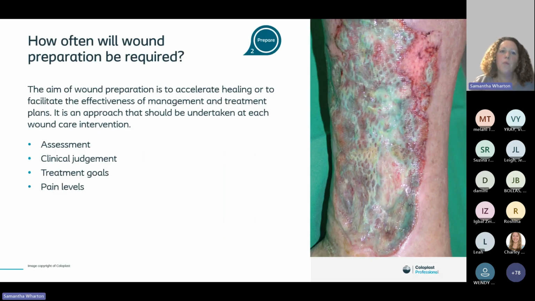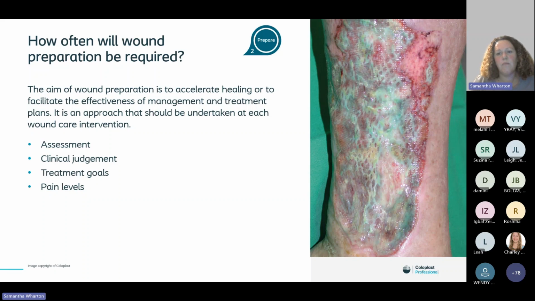How often will wound preparation be required? So it's down to your clinical judgment, and that's really important. But like I've said previously, we know that the more regular you're able to do that wound preparation to disrupt that biofilm, to get rid of any devitalized tissue, the shorter the healing time. And I know for me, if I had a wound, I'd want it to heal in as short a time as possible. But you do need to also look at your assessment.